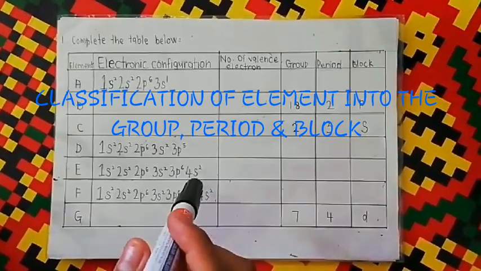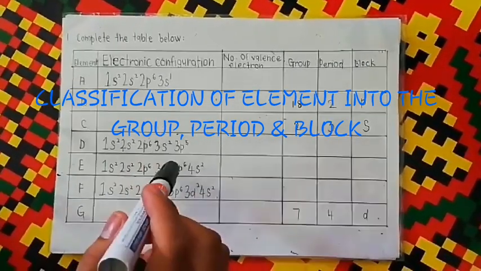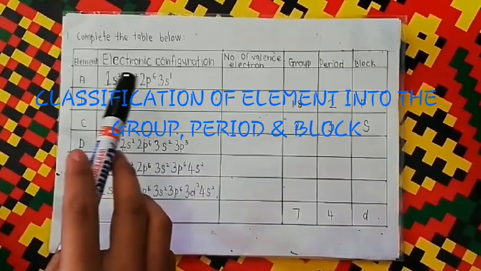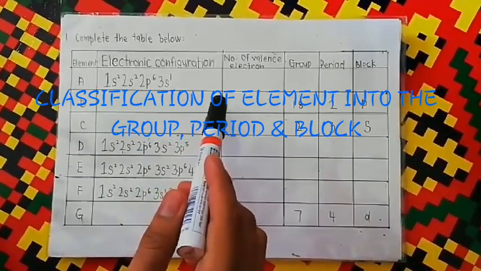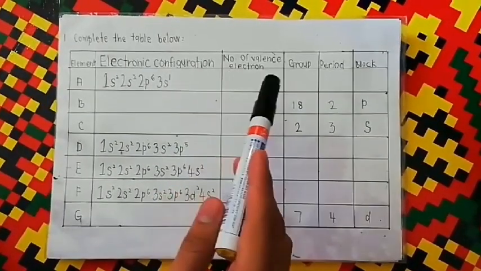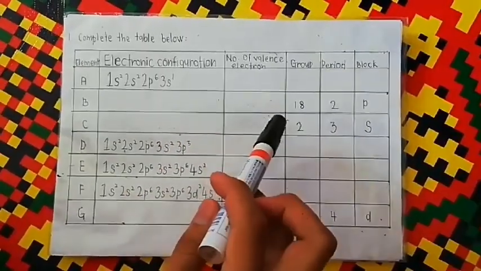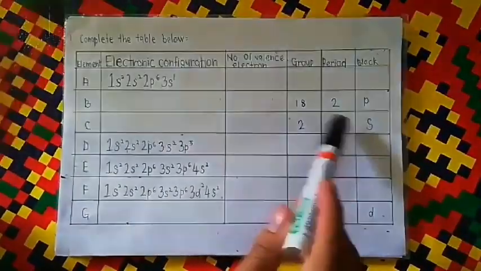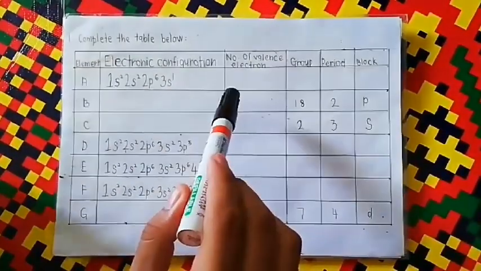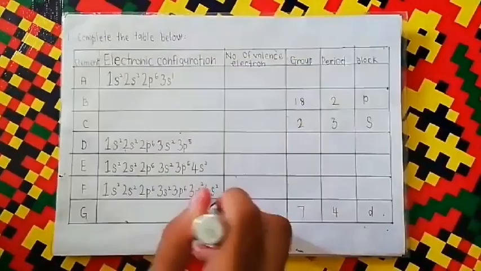We want to explain about the classification of element into the group, period, and block. So, when we have electronic configuration, how do we determine the number of valence electron, group, period, and block? And when we are given the group, period, and block, how do we determine the number of valence electron and electronic configuration, and so on.